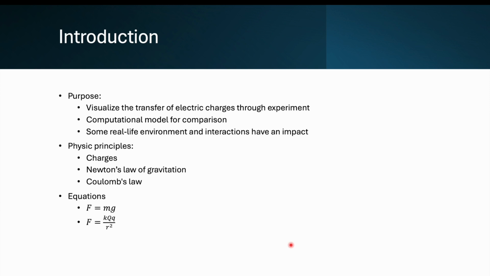So here are the physics principles. First of all, we need to know what charges are: positive and negative charges that can interact and have forces between each other. These forces can be found under Coulomb's law, written here as force equals k, the product of both charges over their distance squared. And for this experiment specifically, we also need Newton's law of gravitation, namely that force equals mg, as well as Newton's law that an object which has no motion has no net force acting upon it.